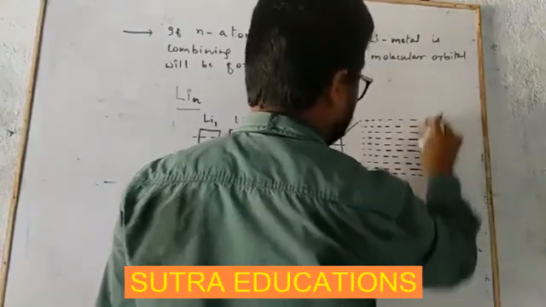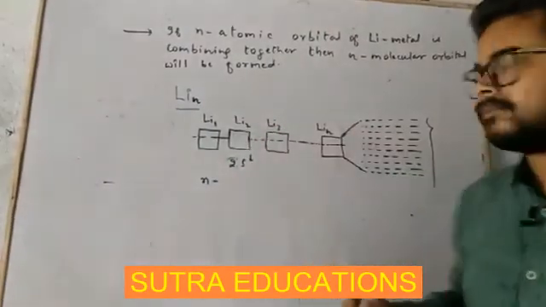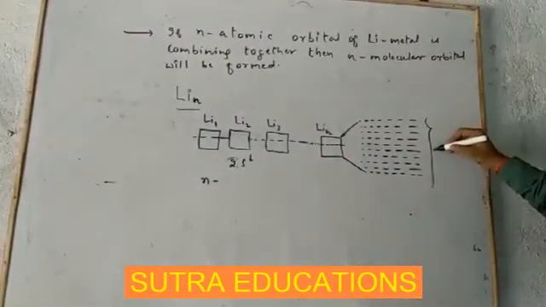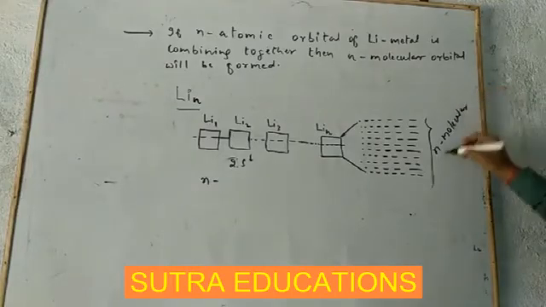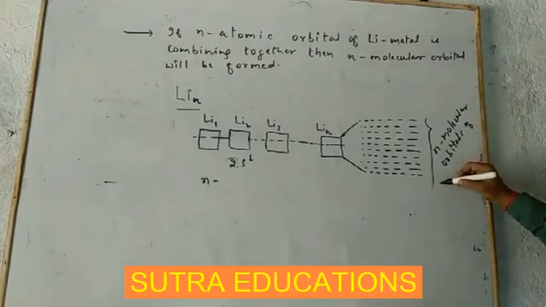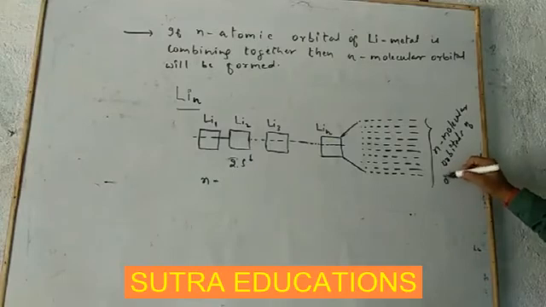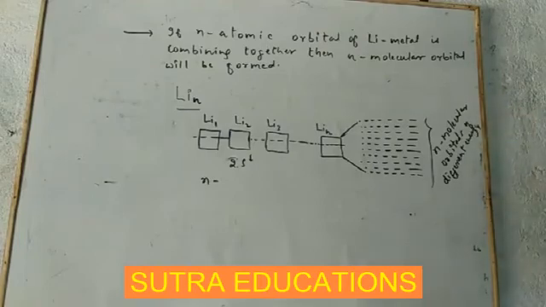And this will be n molecular orbitals of different energy. Getting this?